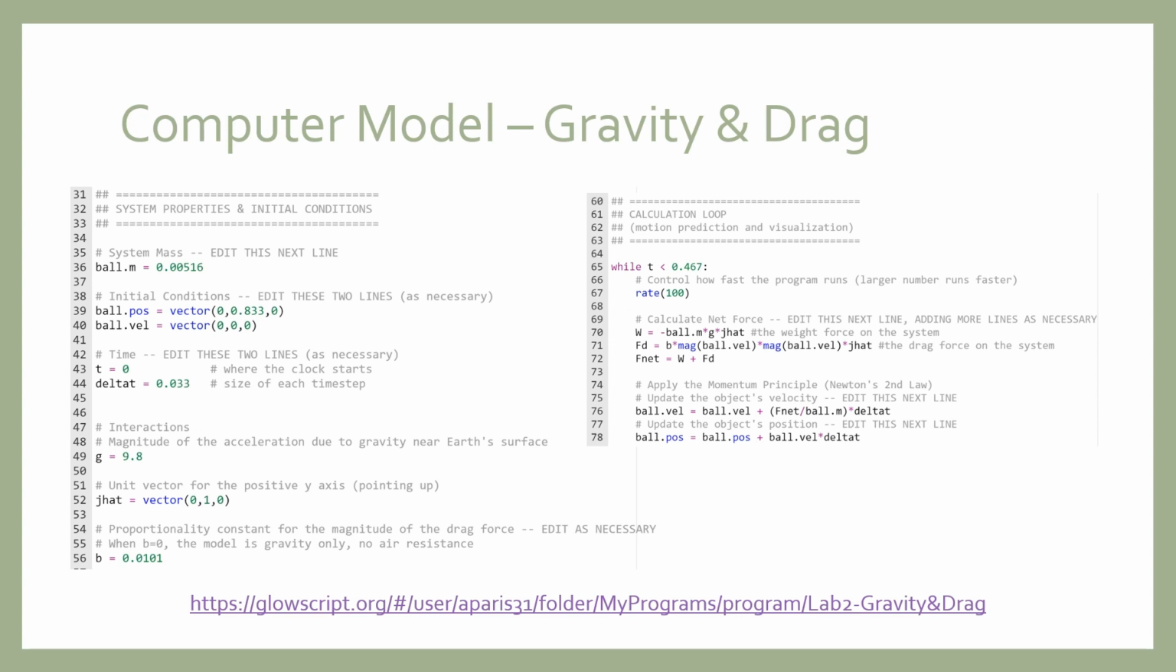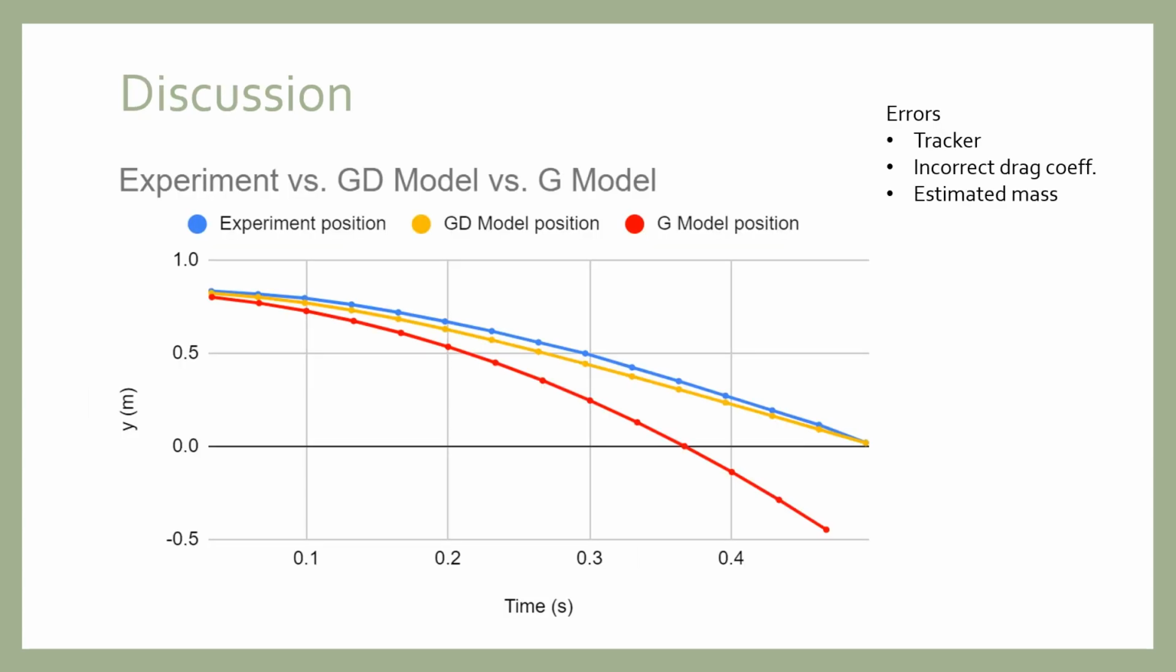The graph shows the experimental model, computational model with just gravity, and computational model with both gravity and drag force plotted against each other. As you can see, the computational model with both gravity and drag force better predicts the experimental model, showing the impact that drag force has on the motion of a falling object. However, there's still some deviation between the drag model and the experiment.